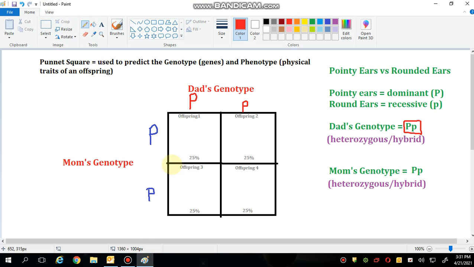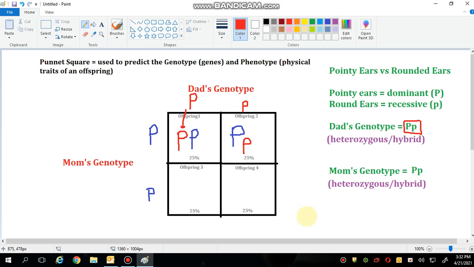So starting from dad first, the P goes in this box. So offspring number 1 gets one gene from dad, capital P, and one gene from mom, capital P. Okay? Next, offspring number 2 gets a lowercase p from dad and uppercase P from mom. Always remember, start with the capital letters first. Since mom's got the capital letter, I'm going to put the capital letter first, and then dad's lowercase p gene will follow suit. And there we go. Offspring number 2 is set.